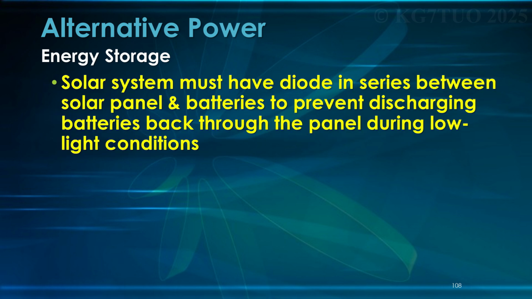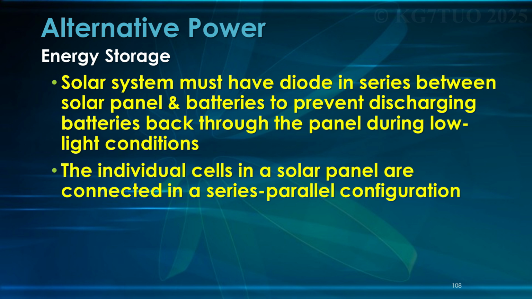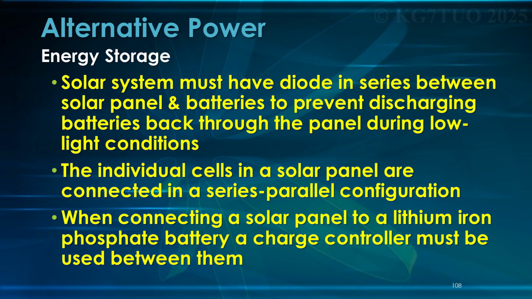A solar system must have a diode, remember we talked about that, in series with the solar panel and the batteries, to prevent discharging the batteries back through the solar panel during low light conditions. The individual cells in the solar panel are connected in a series parallel configuration. When connecting a solar panel to a lithium iron phosphate battery, a charge controller must be used between them. That's true with any battery.